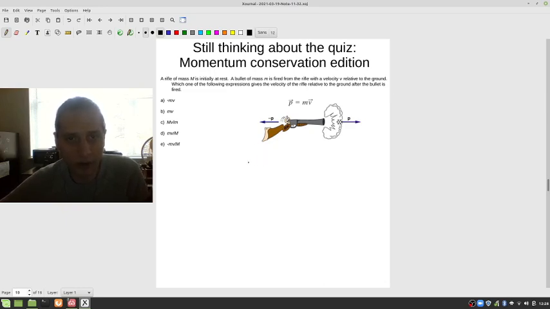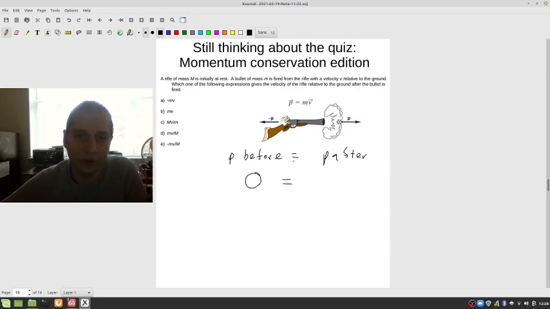So what do we have? We have P before equals P after. So what momentum do we have before? They're not moving, so 0 equals, now our P after is going to be mv, that's for your bullet, plus m gun, so they ask us to use a capital M for that, big M, v gun.